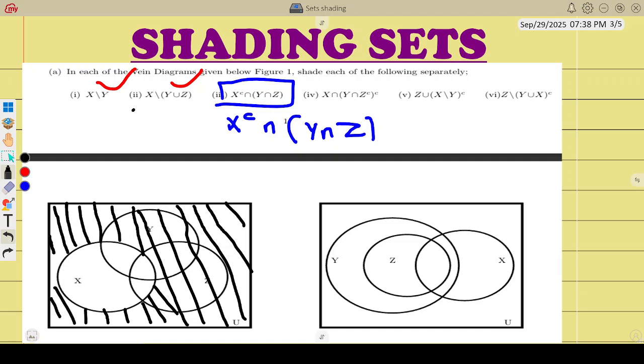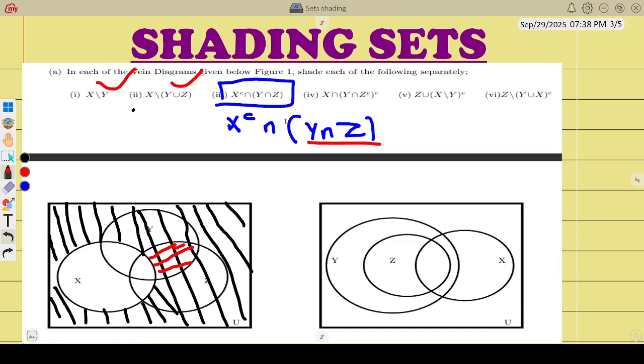Up to this point, I know we're together. And then let us shade y intersection z. Y intersection z is in here. This is y intersection z, where y and z are meeting.